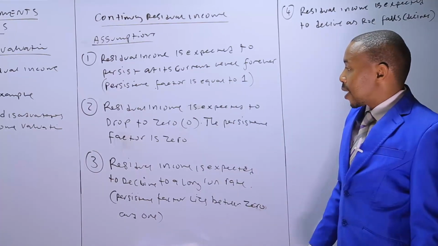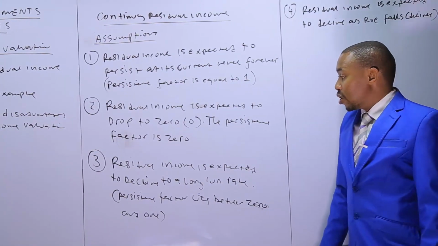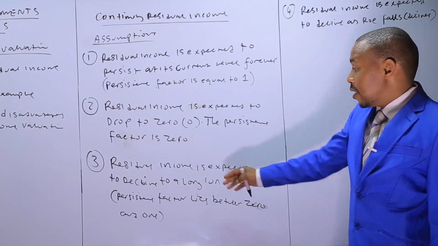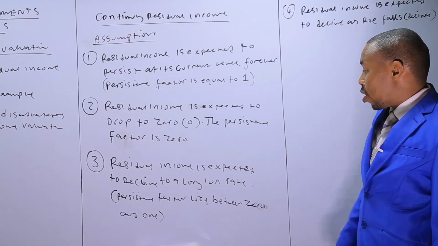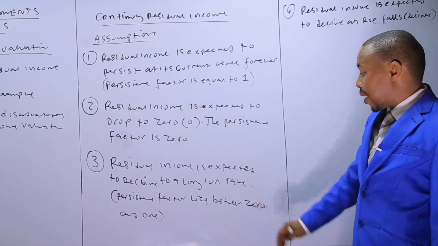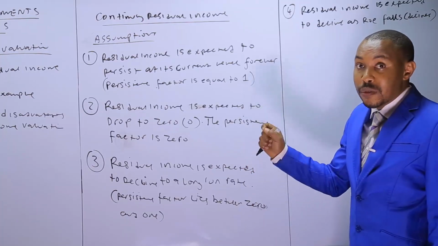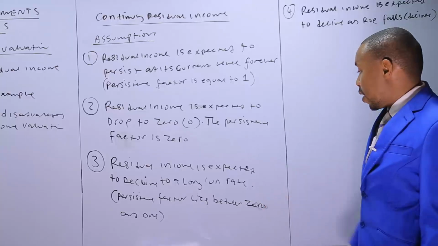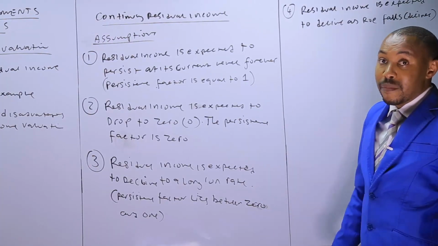Then, the second assumption is that residual income is expected to drop to 0, and that means that the persistence factor is just 0. In the third case, residual income is expected to decline to a long run rate. The persistence factor lies between 0 and 1, so you can have a component of, say, 0.4 and 0.6. It depends on what assumptions you're applying when conducting residual income valuation.